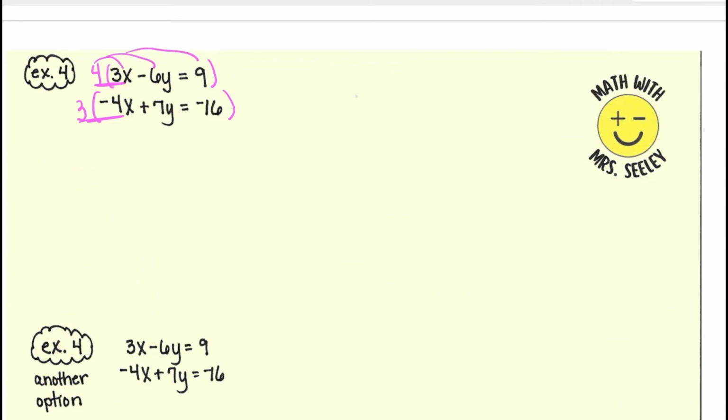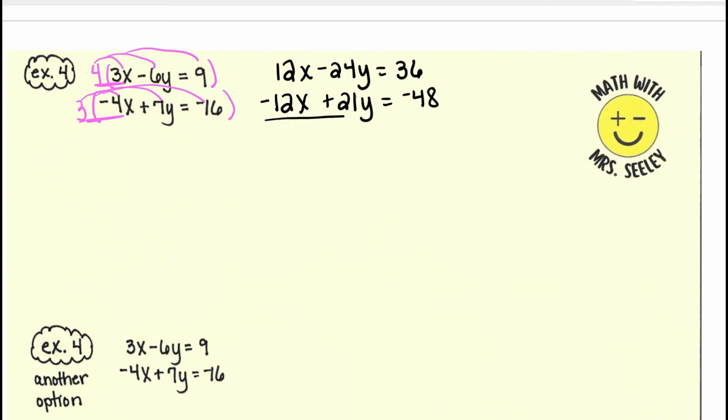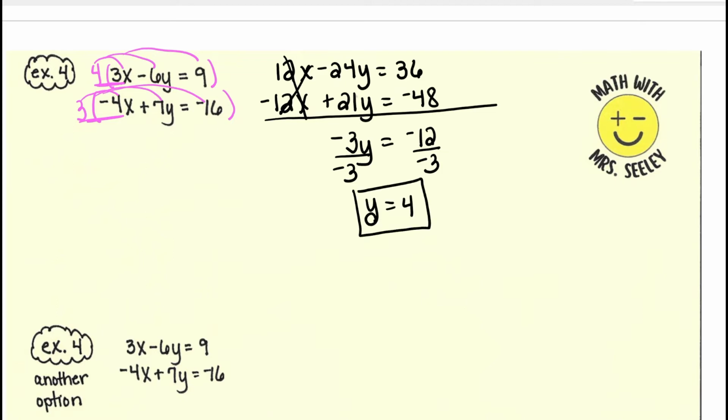So take your 4 and distribute it through the top. We're going to take the 3 and distribute it through the bottom. And so when I do that, that gives me 12x minus 24y is equal to 36. In the bottom equation, we have negative 12x plus 21y is equal to negative 48. The x's cancel just like we wanted them to. Then that's a negative 24 and a positive 21 to give me negative 3y is equal to negative 12. Divide by your negative 3 and y equals positive 4.